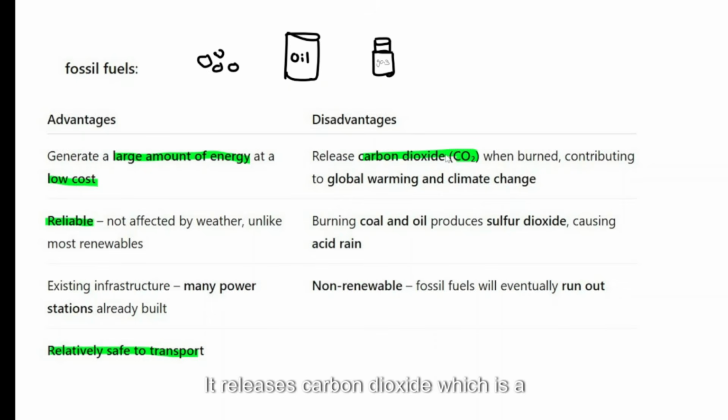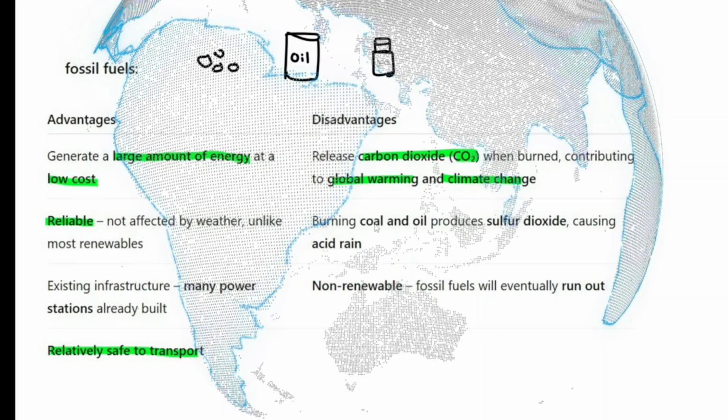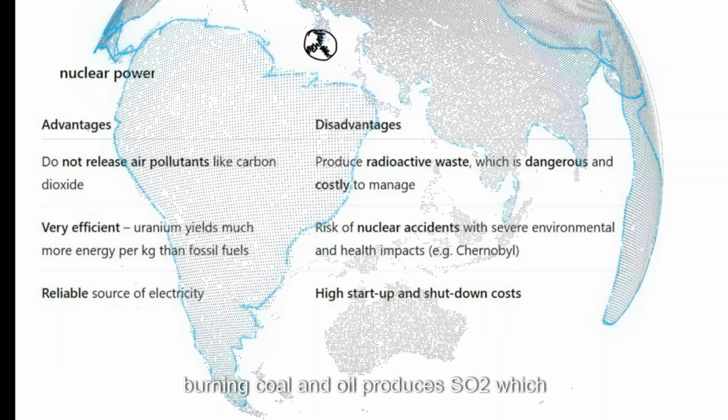Disadvantages: it releases carbon dioxide, which is a greenhouse gas that causes global warming and climate change. Burning coal and oil produces SO2, which causes acid rain, and it's non-renewable.